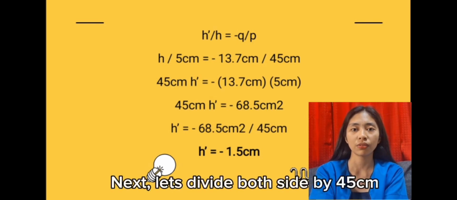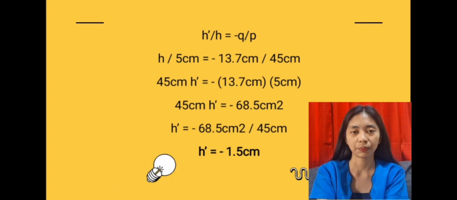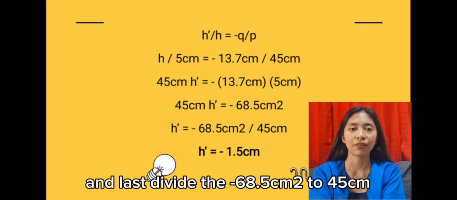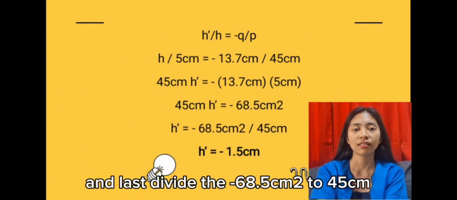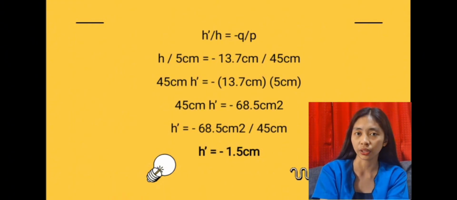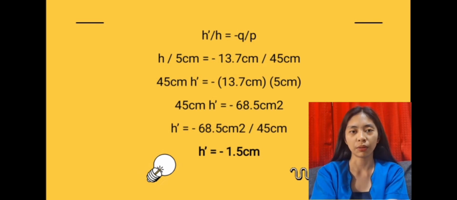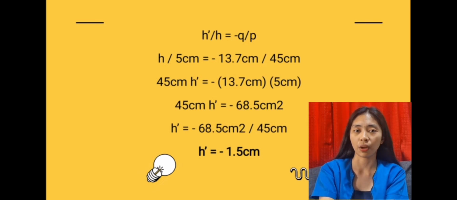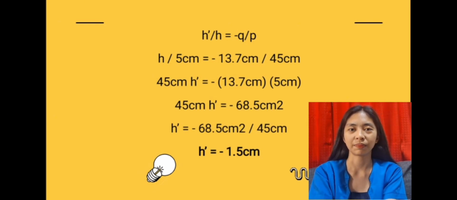Next, let's divide both sides by 45 cm. And last, divide the negative 68.5 cm squared over 45 cm. And this is the answer. So we have here now H apostrophe is equal to negative 1.5 cm.